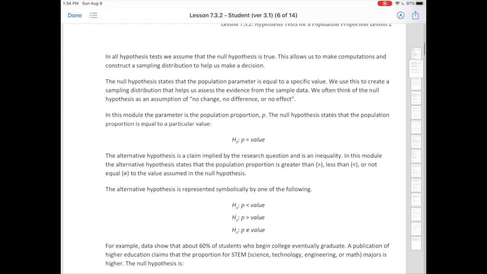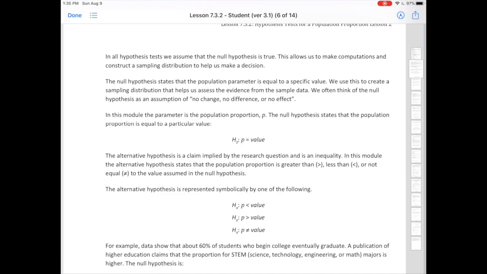In all hypothesis tests, we assume that the null hypothesis is true. This allows us to make computations and construct a sampling distribution to help us make a decision. The null hypothesis states that the population parameter is equal to a specific value. We use this to create a sampling distribution that helps us assess the evidence from the sample data. We often think of the null hypothesis as an assumption of no change, no difference, or no effect.